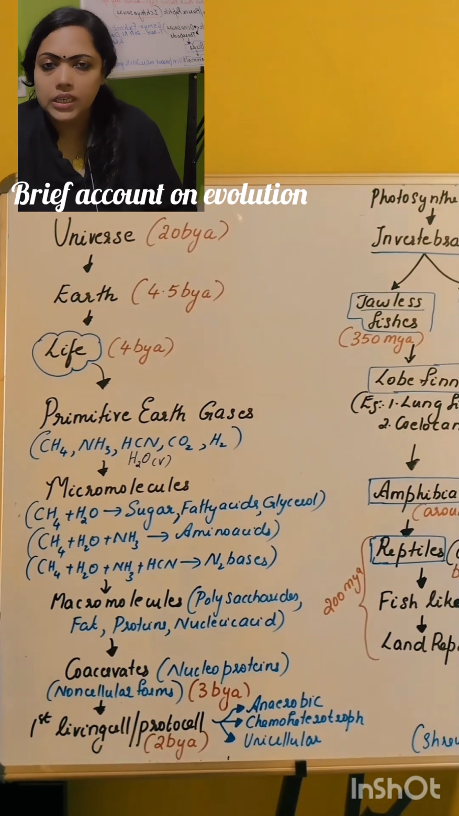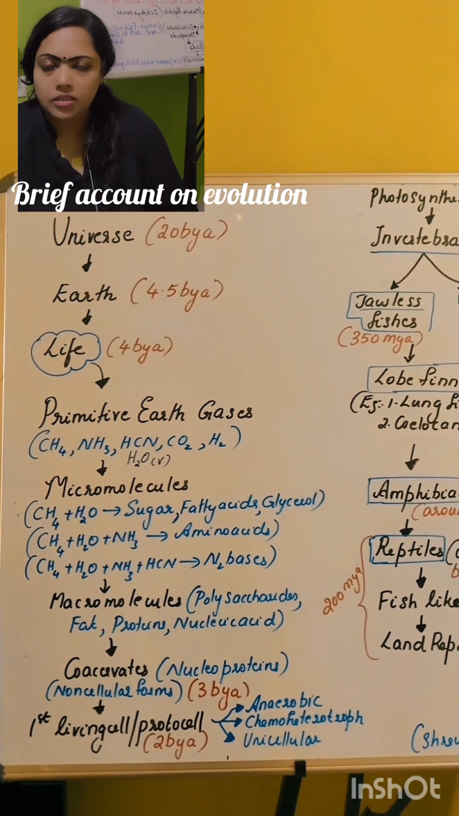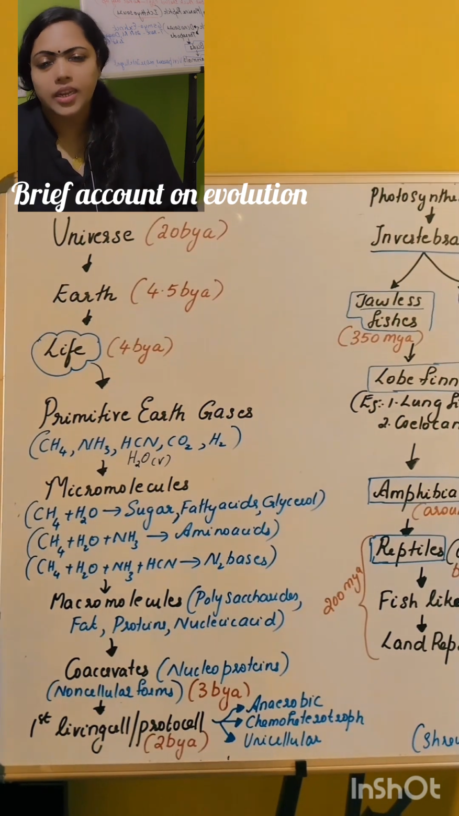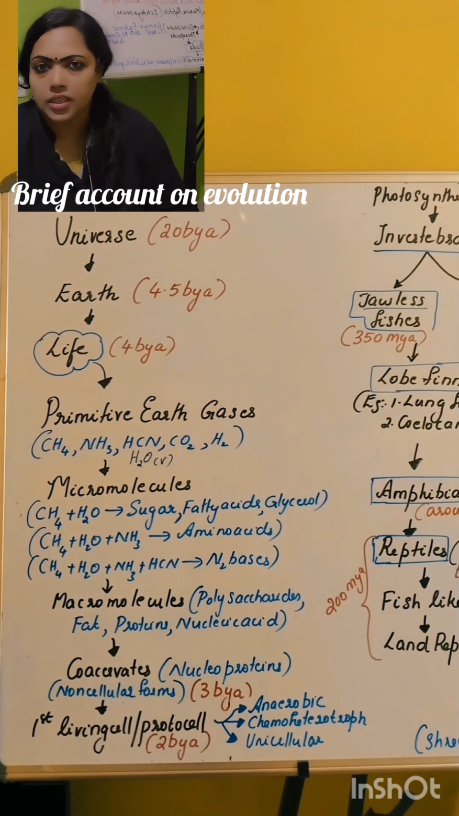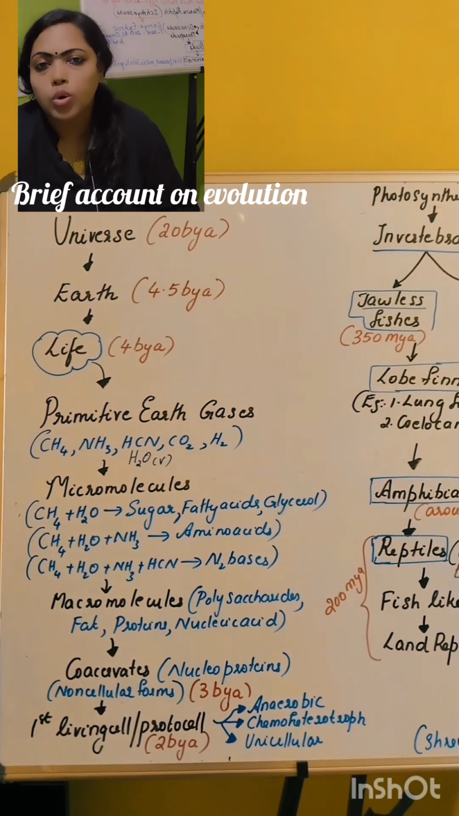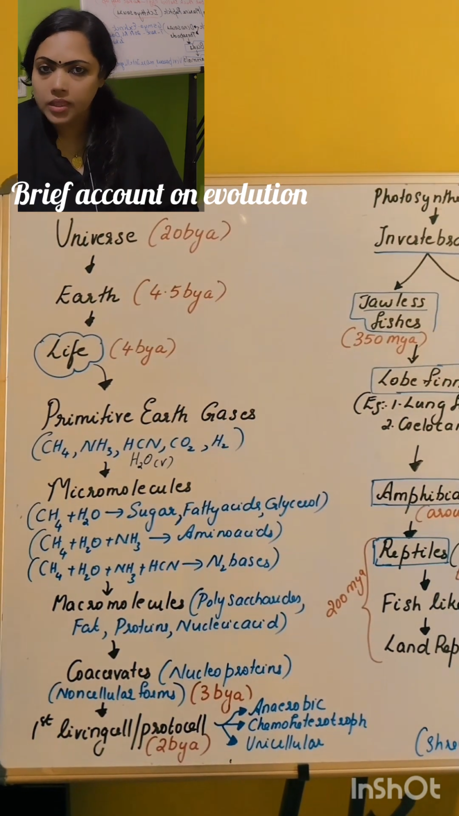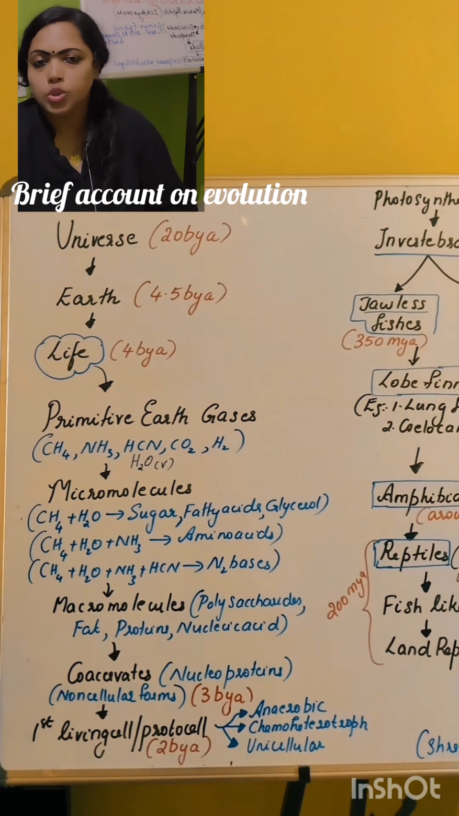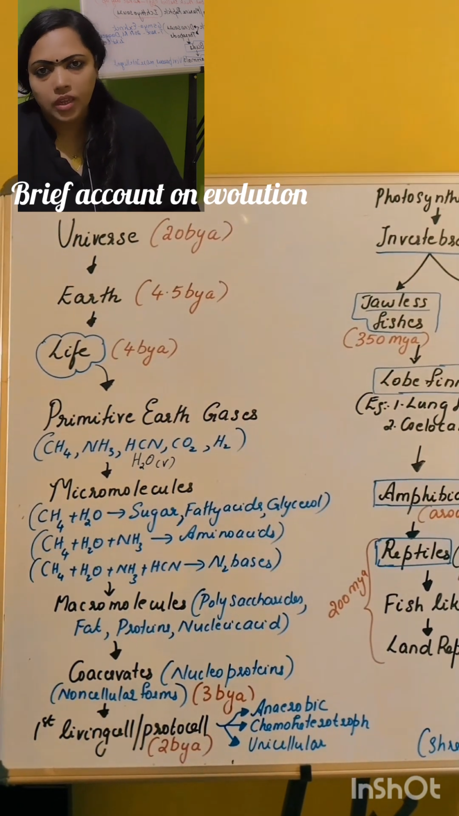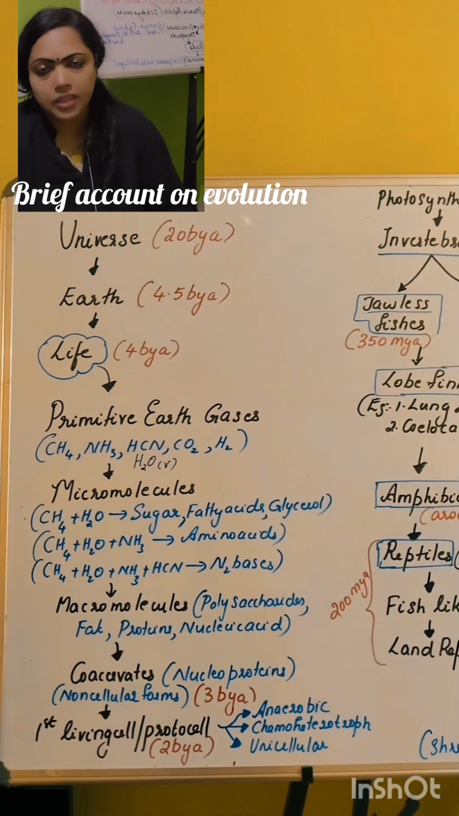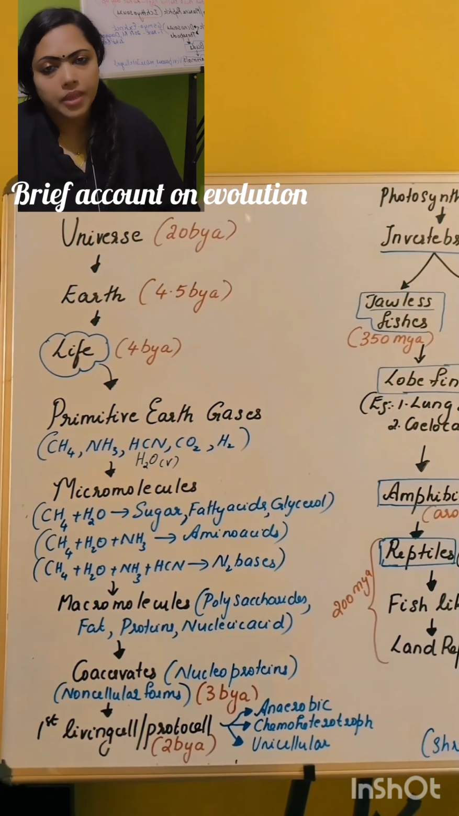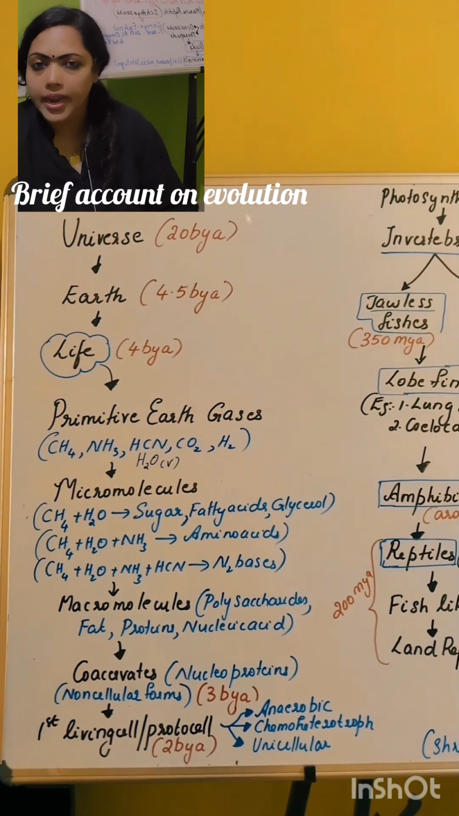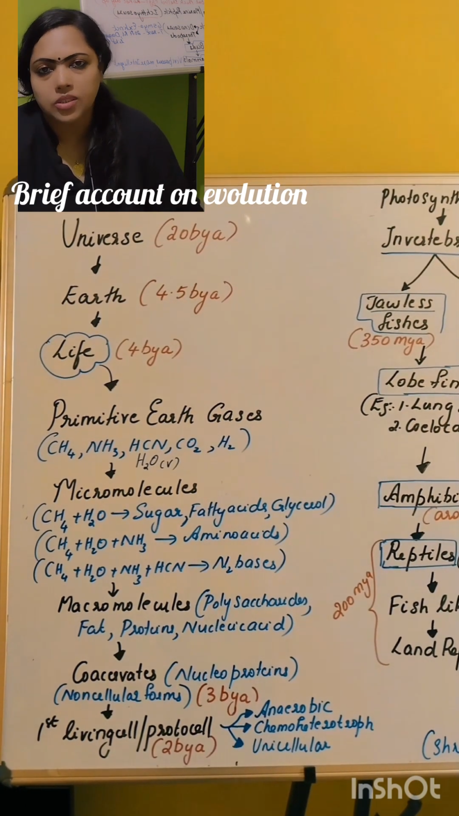That is, primitive earth gases like methane, ammonia, water in the vapor state, then hydrogen, carbon dioxide, hydrocyanic acid. These molecules interacted or reacted to form the micromolecules. For example, methane reacted with water to form sugar, fatty acids and glycerol. Then methane reacted with water and ammonia to form amino acids. Then methane reacted with water, ammonia, hydrocyanic acid to form nitrogen bases.